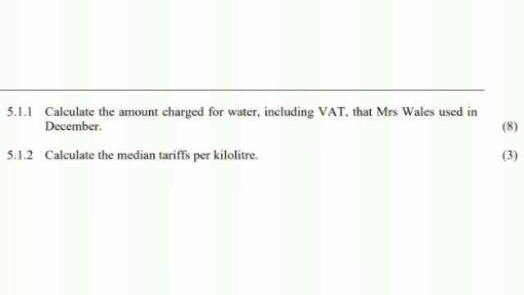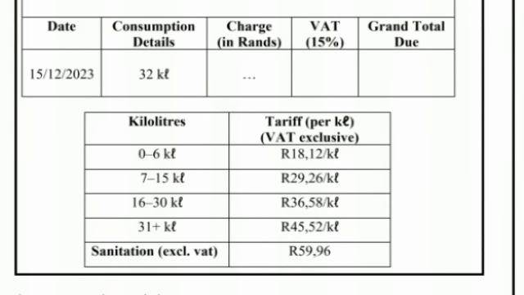So basically we are looking for the median of the price of the tariff per kiloliter. So you're going to go to the tariff column, the one that has the amounts in rands, and you're going to look for the one that is in the middle. Don't include the sanitation. We are looking for tariffs per kiloliter. So they start with 18 rands and 12 cents and they end with 45 rands and 52 cents. So there's 2 of them, meaning that in the middle you are going to land between 29 rands 26 cents and 36 rands and 58 cents. So you are going to use those 2 numbers that are in the middle to determine your median.